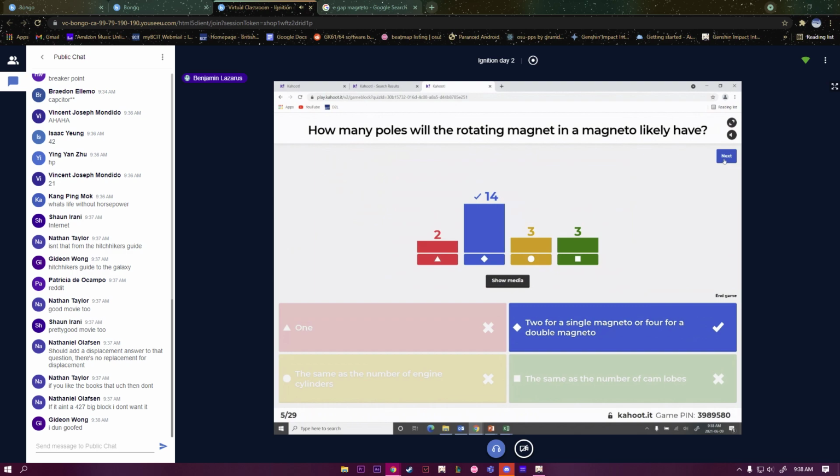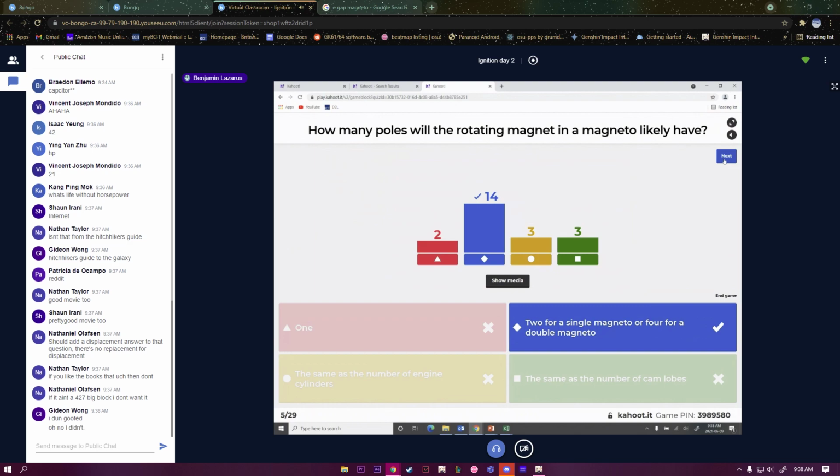Yep, 2 for a single magneto and 4 for a double magneto. Yeah, our magnetos have a 2-pole magnet, and if you look in the FAA, you'll see pictures of a 4-pole magnet, and that's in a double magneto.